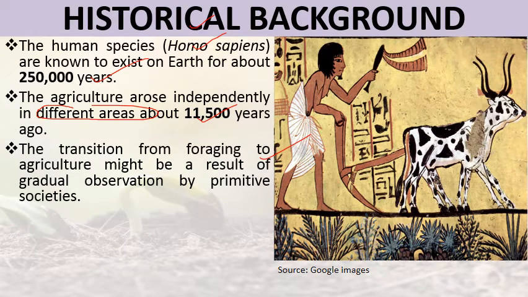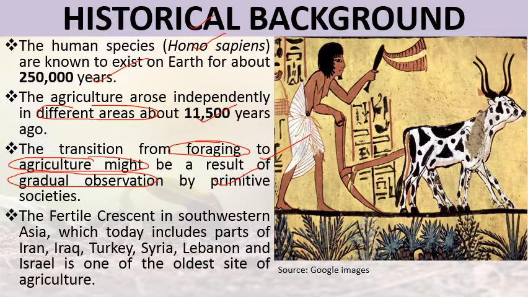Next, the transition from foraging. Foraging is the act of gathering wild food for free. So the transition from this practice to agriculture might be a result of gradual observation by primitive societies. So careful observation by various societies led to the domestication of wild plants into domestic plants.